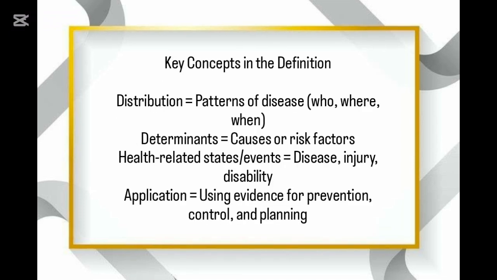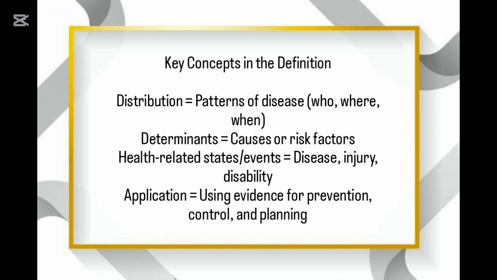Key concepts and definitions: distribution, the pattern of disease, who, where, and when. Determinants, causes or risk factors. Health-related states or events, meaning disease, injury, disability. Application, using evidence for prevention, control, and planning. So let us quickly break down these definitions.